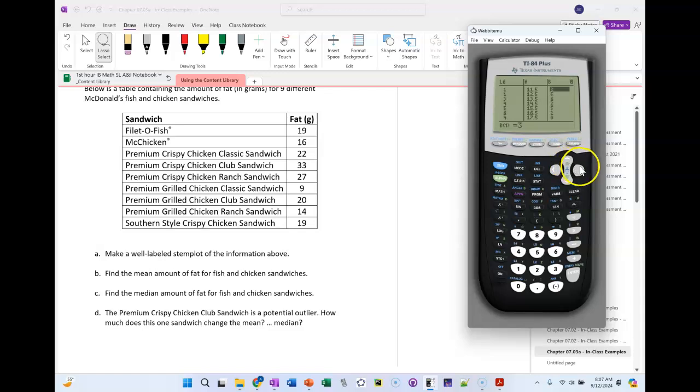It smells fishy to me. Not just because we're talking about fish sandwiches. Did I miss one? No, okay.